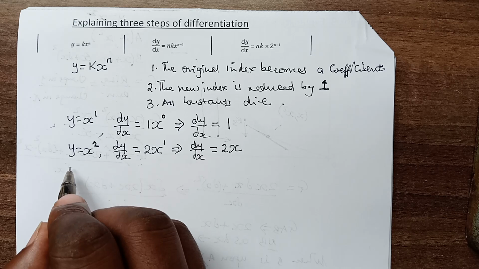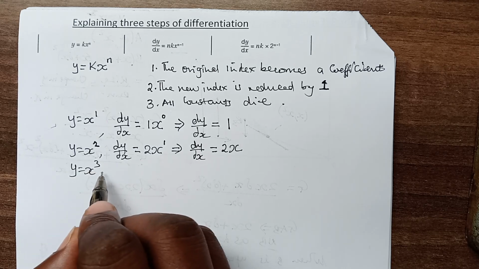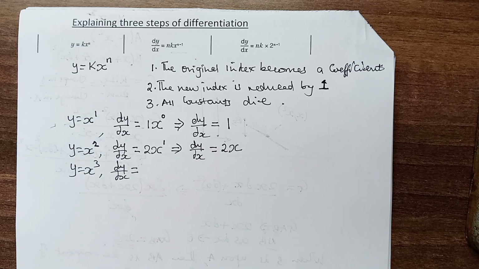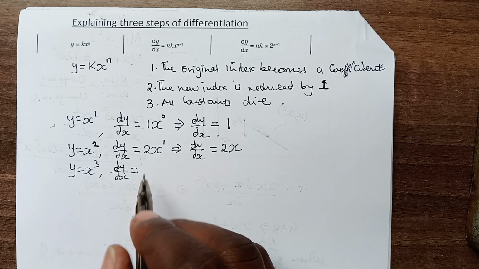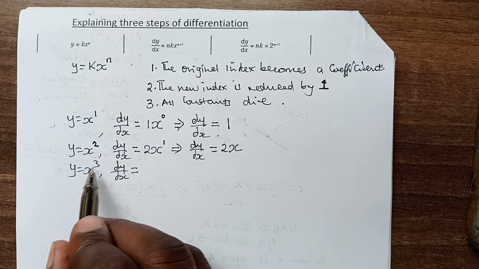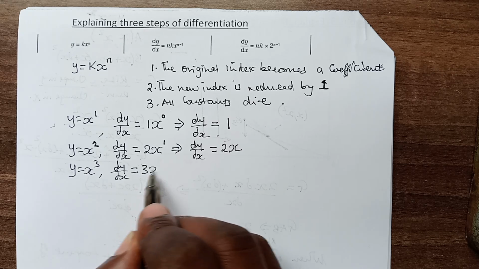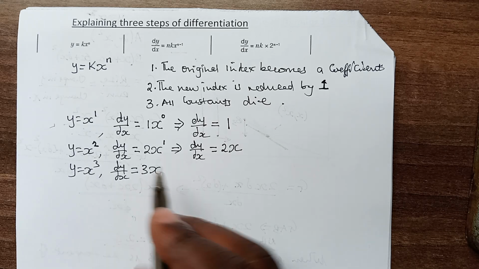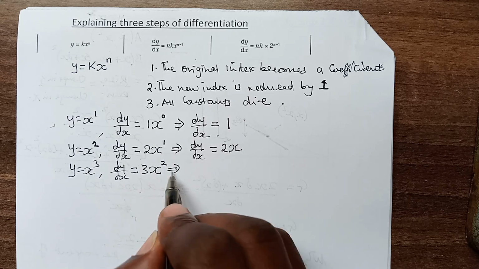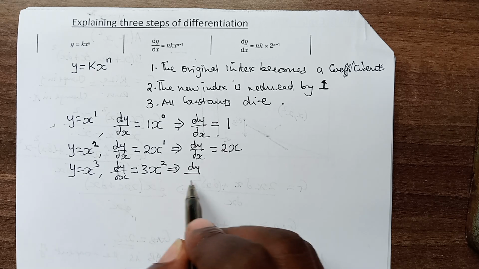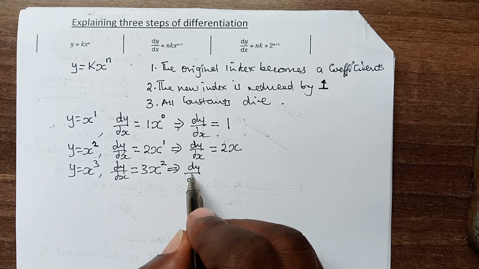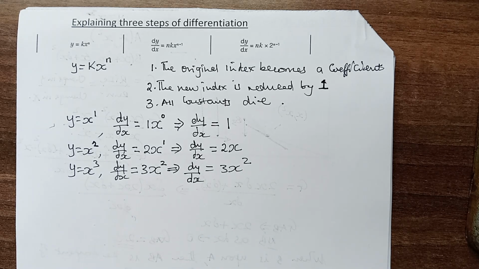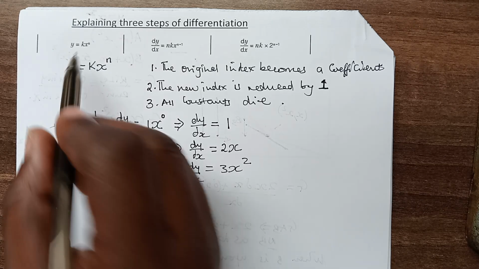If we take another example, y is equals to x cubed, the dy dx of this, or the change in y over the change in x, which also means the rise over run, is that the original index becomes a coefficient, so 3x, and the new index now is reduced by 1, meaning 3 minus 1 is 2. And finally, the gradient of a curve at a particular point, this curve becomes 3x squared.